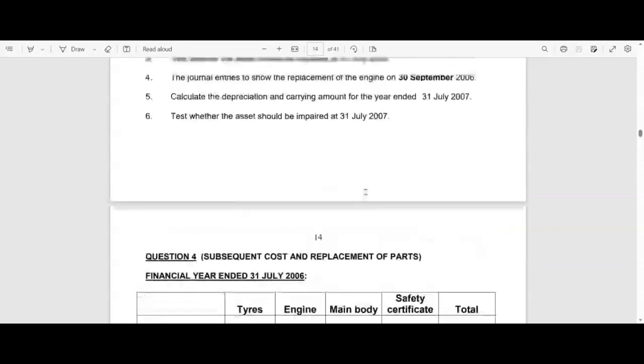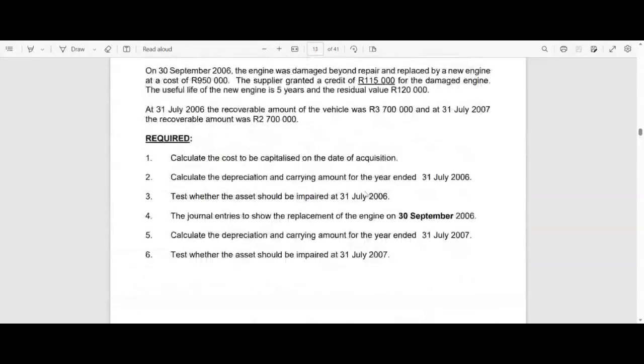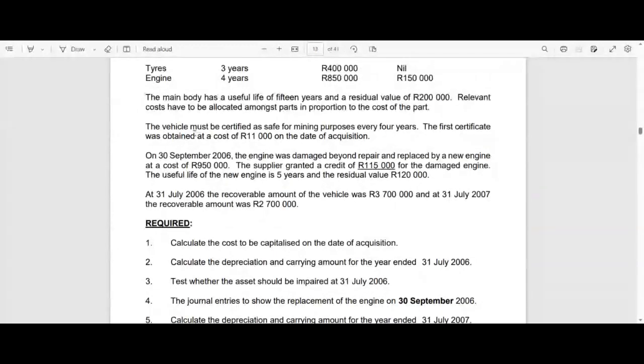Then just this little matter here, they also mentioned later on: the vehicle must be certified as safe for mining purposes every 4 years. So possibly we could have capitalized it as part of the cost of the engine, but that doesn't really make sense. So we would rather capitalize that certificate as a separate significant part. It was obtained at a cost of 11,000 Rand.